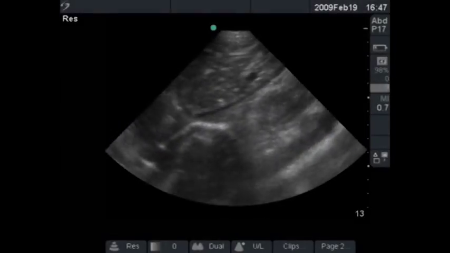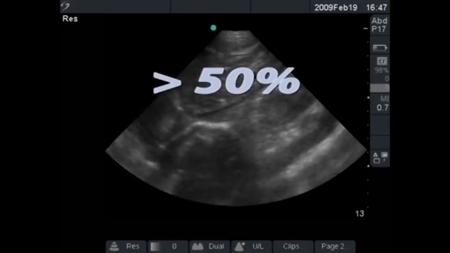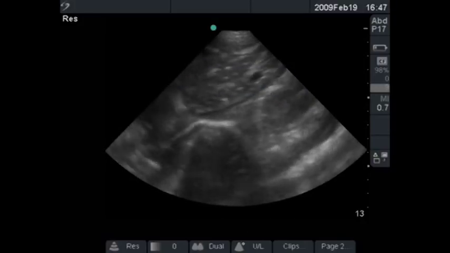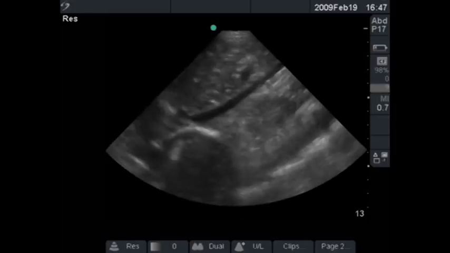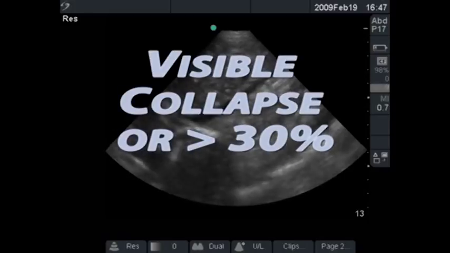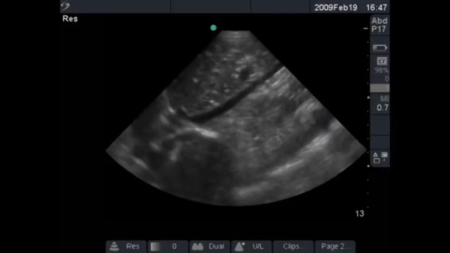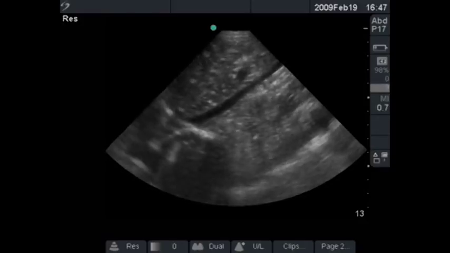This IVC is collapsing nearly completely, but anything greater than 50% is a patient who's going to be responsive to fluid. So that's been the most validated number. If the IVC collapses more than 50%, give them some fluid. I would tell you if it's greater than 30%, which is really what you could easily see with your eye, I would probably, in most cases, give them fluid. So if you're really seeing any significant collapse, then the patient needs fluid.